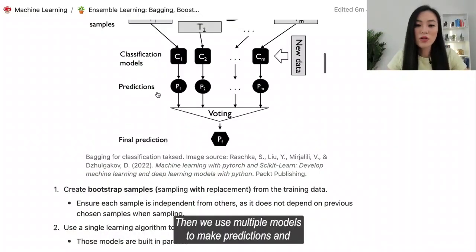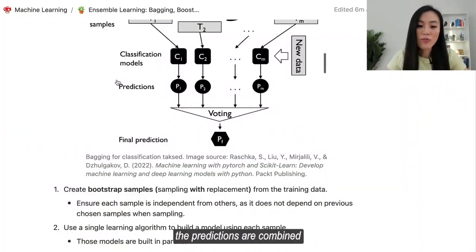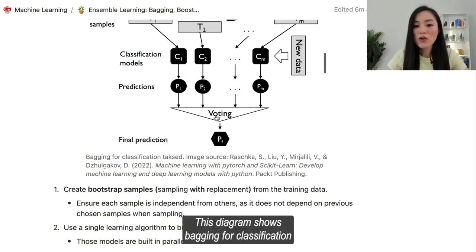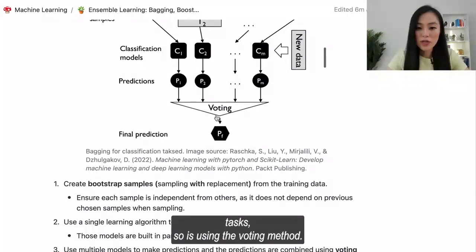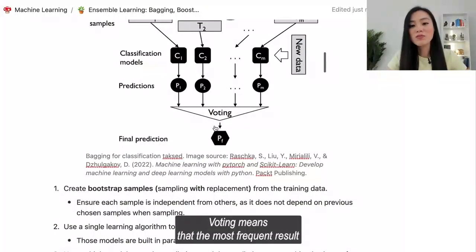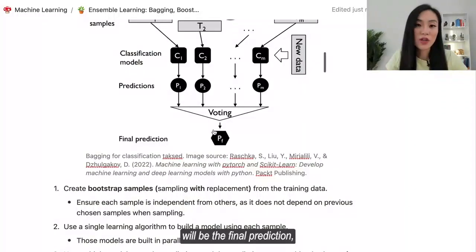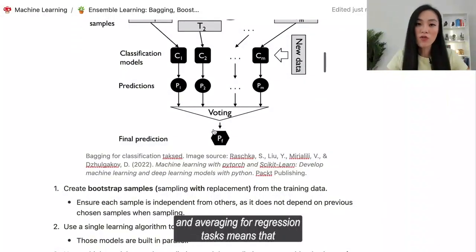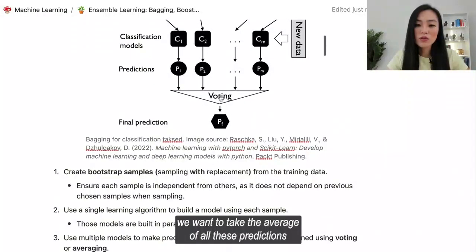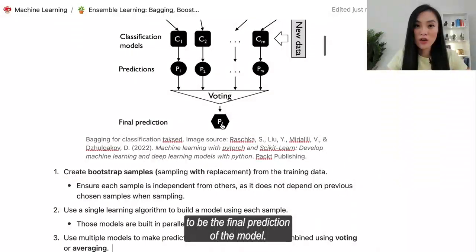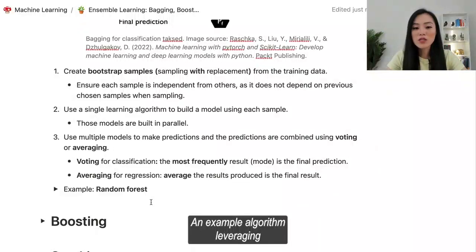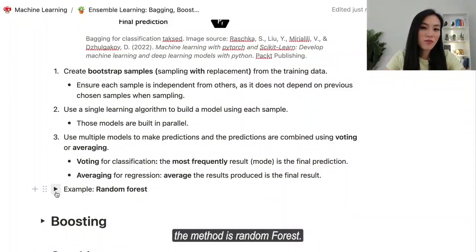Then we use multiple models to make predictions, and the predictions are combined using voting or averaging. This diagram shows bagging for classification tasks, so it's using the voting method. Voting means that the most frequent result will be the final prediction. And averaging for regression tasks means that we want to take the average of all these predictions to be the final prediction of the model.